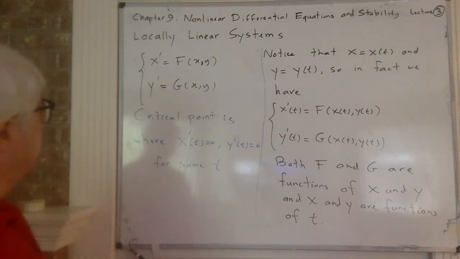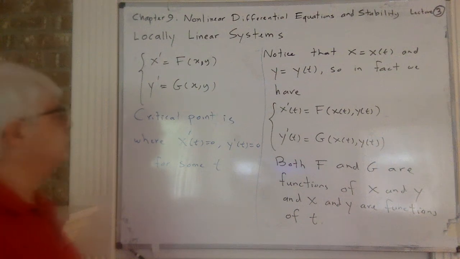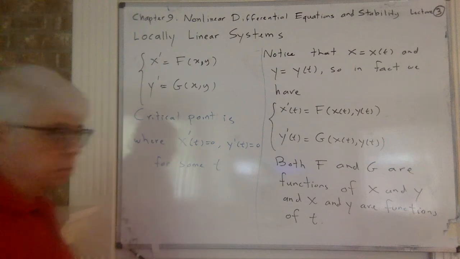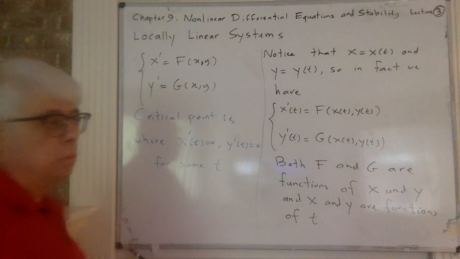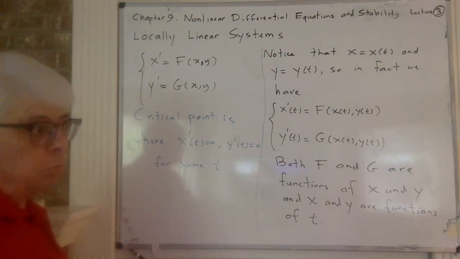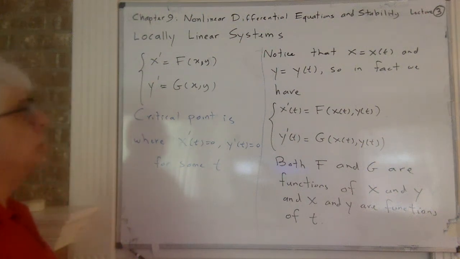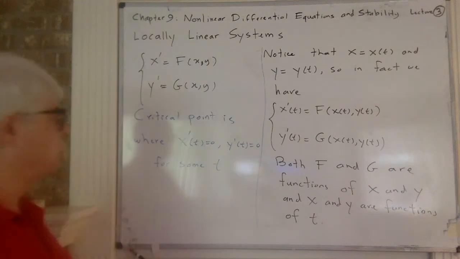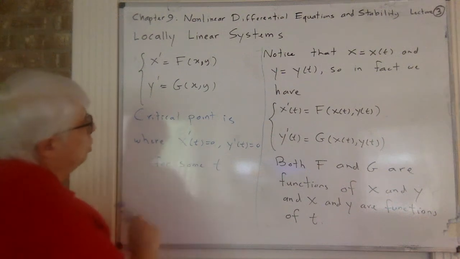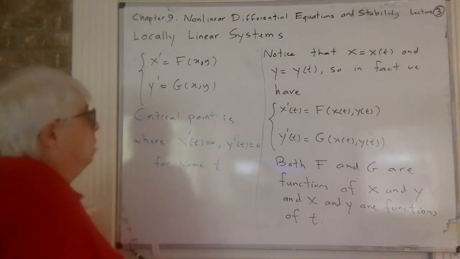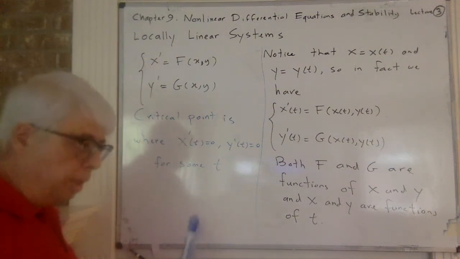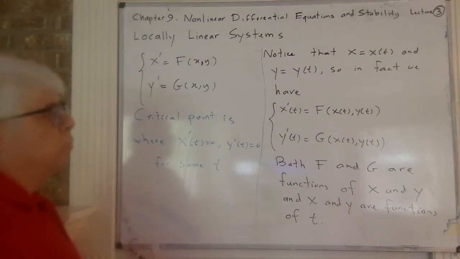Now let's go back to the critical point. Remember, for linear systems, the only critical point was just 0, 0, for an autonomous system, which means there was no forcing function. If I have a forcing function here, then it is a function of time, so that's not autonomous. So we're assuming that there is no forcing function. So the critical point was 0, 0. At the critical point, we had x prime and y prime equal to 0.